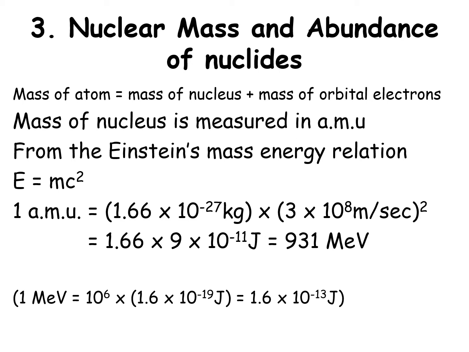From Einstein's mass-energy relation, E is equal to mc squared. So 1 AMU is equal to the mass of the proton or neutron, they are equal. Here the mass is taken to be 1.66 into 10 to the power minus 27 kg, into c squared, where c is 3 into 10 to the power 8 meters per second, that is the speed of light. When we calculate it, we get a value equal to 931 mega electron volt. So 1 atomic mass unit comes out to be equal to 931 MeV.